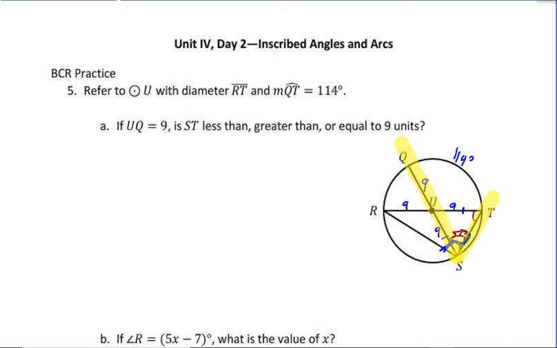And if that angle is 57 degrees, and this is an isosceles triangle, this other small angle here, the other base angle, is 57 degrees as well. Using the triangle sum theorem, 57 and 57 is 114 degrees total. So the measure of angle SUT is 180 minus 114 degrees, or 66 degrees.